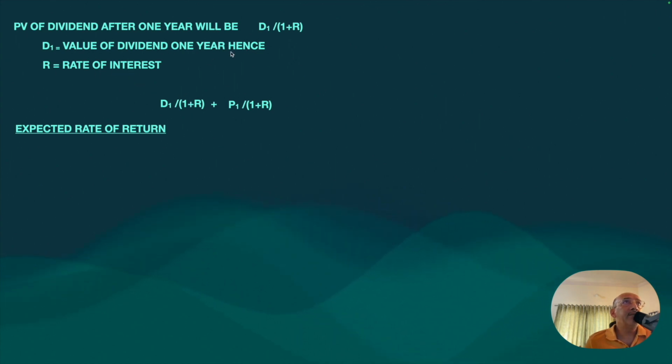If you combine both of these, that is going to be the present value of the stock, that is D1 divided by 1 plus R plus P1 divided by 1 plus R. So the expected rate of return.